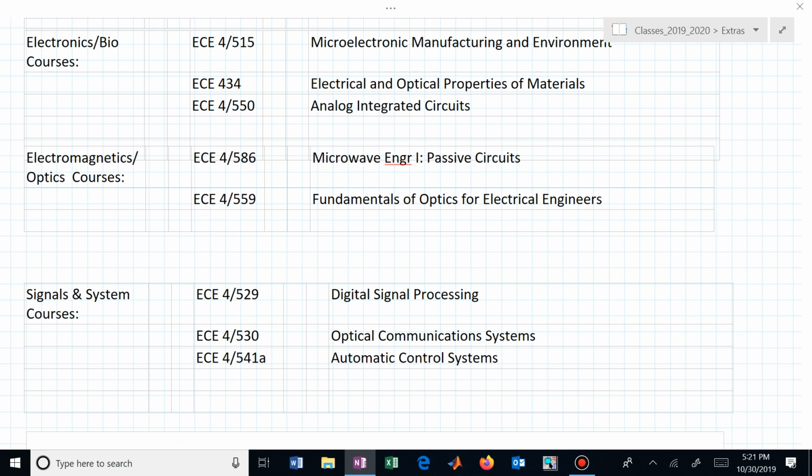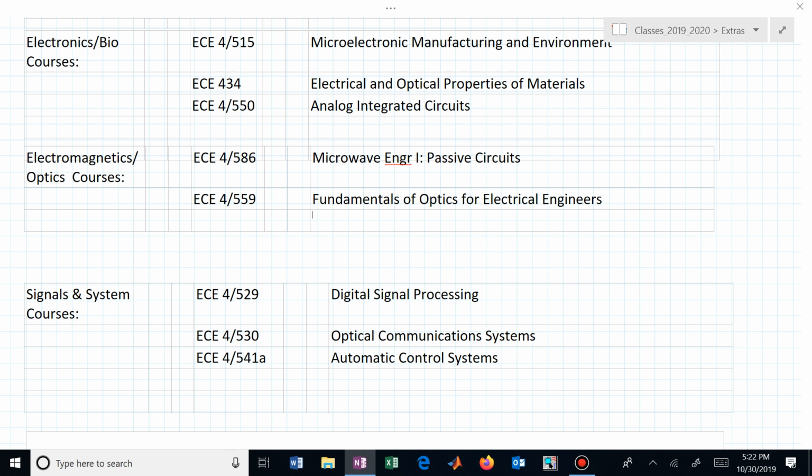Dealing with a certain frequency range, microwave, how do you design circuits? Now we've just been assuming that these circuits work no matter what the frequency range. In microwave engineering one, you're dealing with passive circuits. How do you design systems that actually function the way that you want them to function in that particular microwave frequency range?